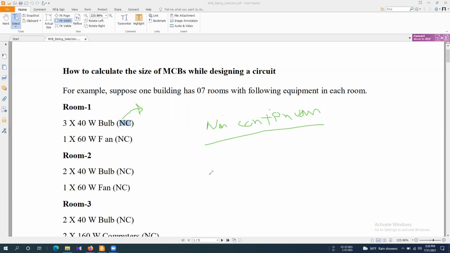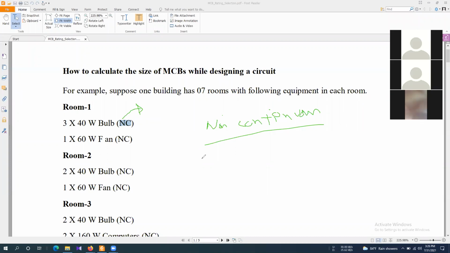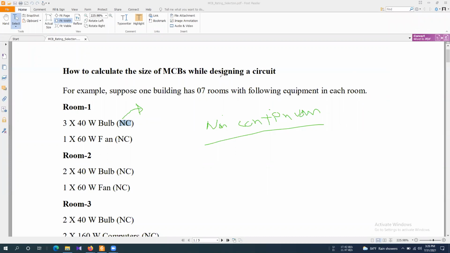Another type of load is always connected to the power system, like a fridge. A fridge generally doesn't have the option to be frequently turned on and off like a light and fan, rather it is always connected to the power system. In that case, that characteristic of load is called continuous load. So these are the classifications given here.